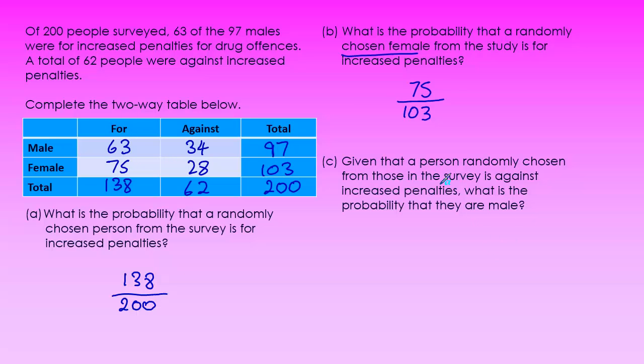Given that a person randomly chosen from those in the survey is against increased penalties, what is the probability they're male? So now our restriction is that they're people against increased penalties, and we can see there are 62 of those, so our probability is out of 62. Then for the males, there are 34 of those. Once again, we could cancel this down, but let's not worry about that.